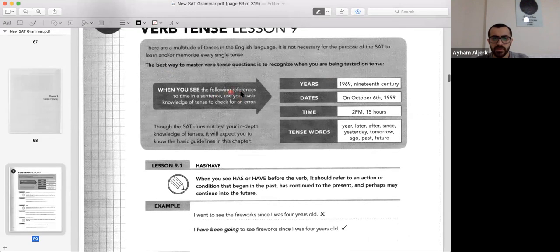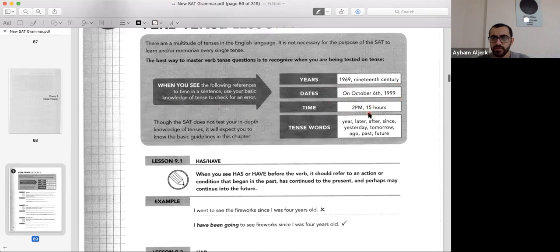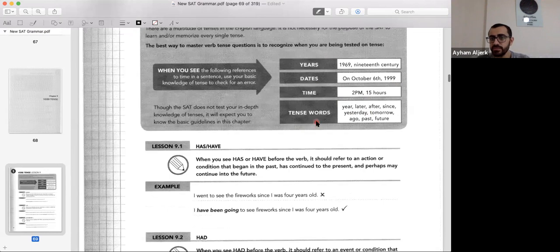Okay, so when you see the following references to time in a sentence, use your basic knowledge of tense to check for an error. Usually they give you, for example, some timed years, 1969, 19th century, dates like on October 6th, 1999, time 2 p.m., 15 hours, or sometimes they give you some tense words. So we have the year, later, after, since, yesterday, tomorrow, ago, past, and future.